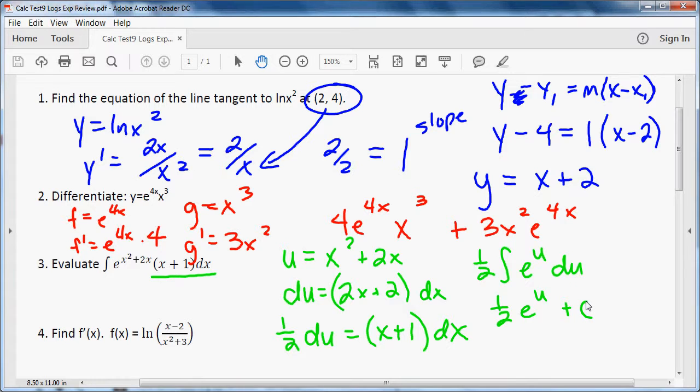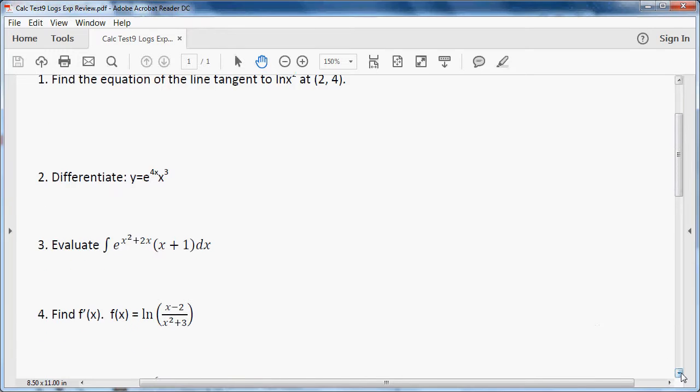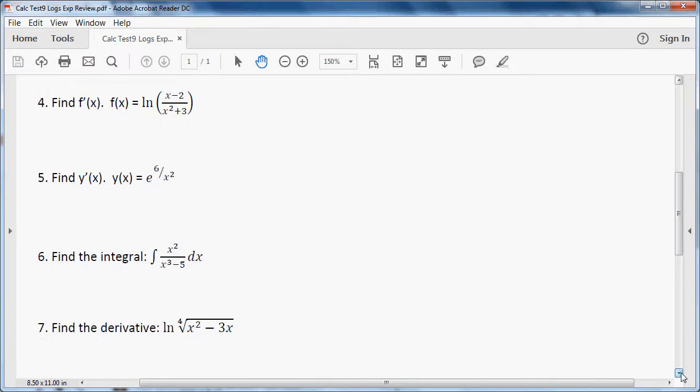Moving down. Number 4, we're told to take the derivative. It'd be best to go ahead and rewrite this first using the properties of logs. We can change that dividing into two logarithms being subtracted from each other. So now I take the derivative. I do the derivative of the inside over the inside. Same on the next piece, I do the derivative of the inside over the inside. And that's the derivative.